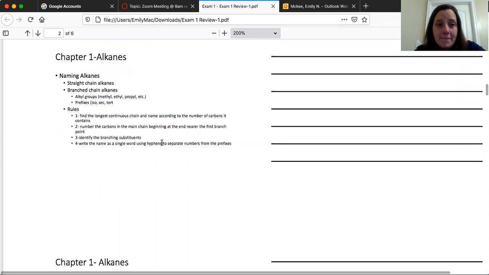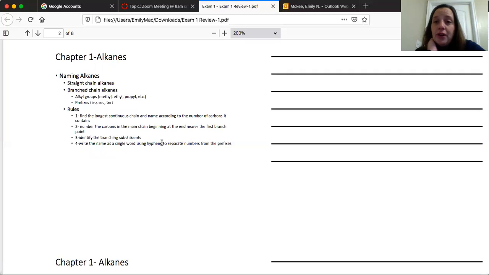And then naming. So be sure you have naming down really well. We're going to obviously be doing a lot of that. We've done a lot so far. So naming straight chain alkanes or branch chain alkanes. So that's when you have to name your alkyl groups or your substituents. Make sure to go over your prefixes, the iso, tert, sec, for especially propane and butyl or butane. And then I just put the rules out on here for you.